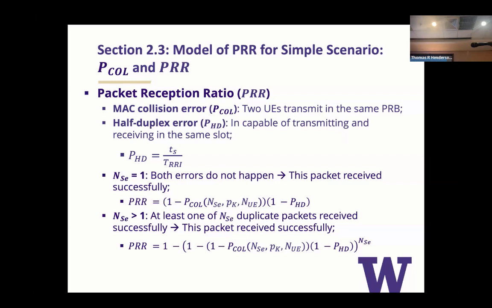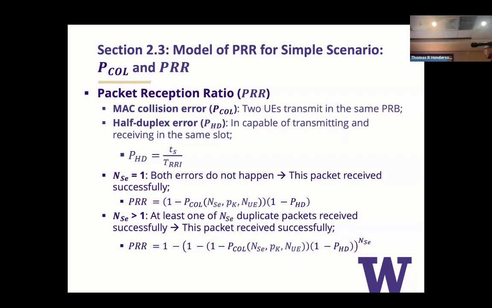Now there are two cases for NSE. Remember, NSE is the number of packets sent in each RI. So if NSE equals 1, the packet can be received successfully if both errors do not happen. So we can calculate the PR as 1 minus collision probability times 1 minus PhD.